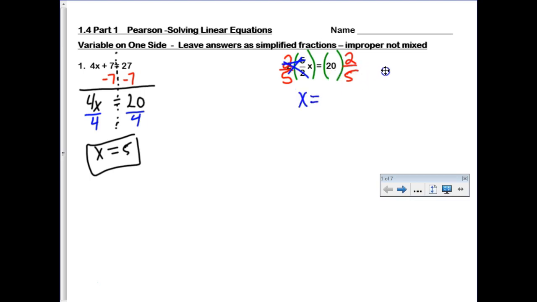And then 20 times 2/5, you could literally type that on your calculator. So 20 times 2 divided by 5. And that comes out to 8, I believe.